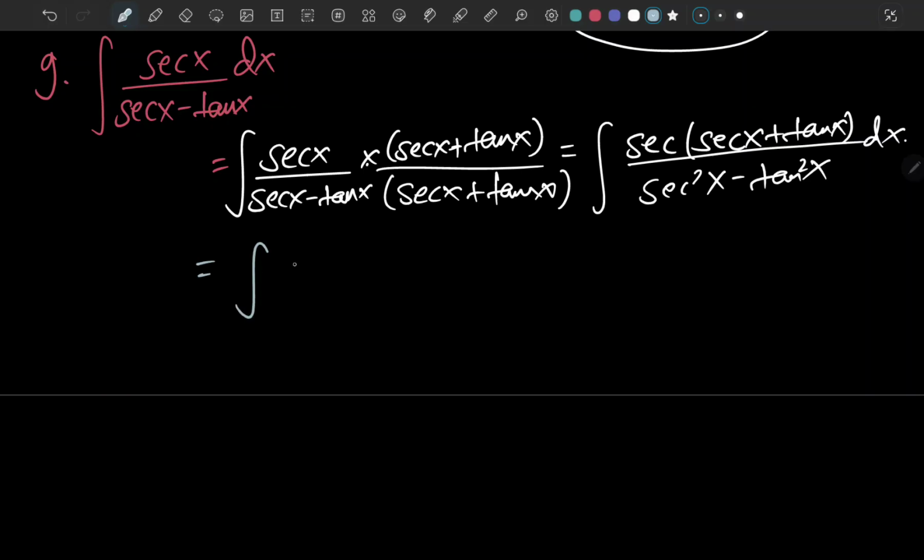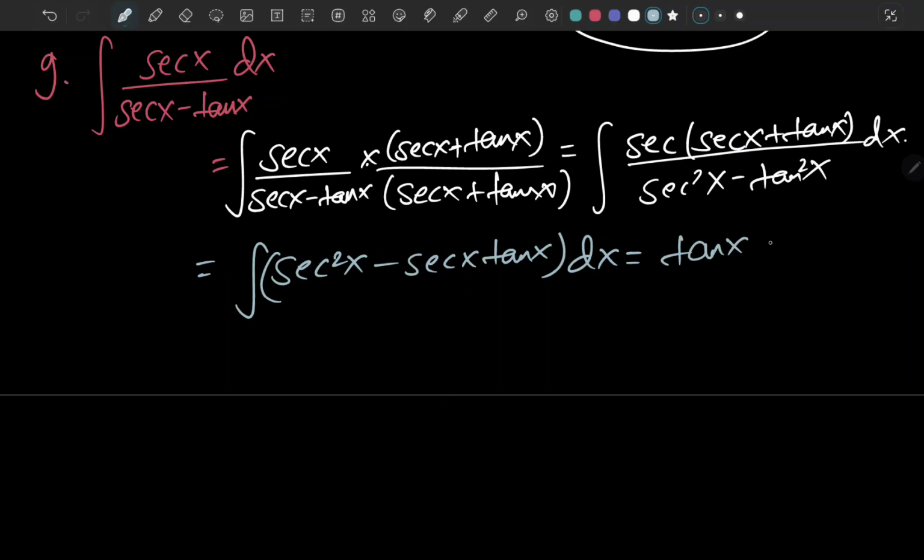So this becomes the integral of secant squared of x minus secant x tangent x dx. The integral of secant squared of x is just tangent x, minus secant x, plus c. Yeah, it was looking quite difficult, but again, it's very easy. It's literally very easy.